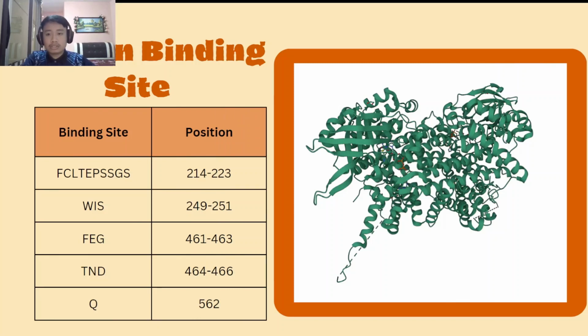So this is the protein binding site. The first binding site that we have here is from F to S, at the position 214 to 223. The second is YWIS from 249 to 251, and the third is FEG 461 to 463, TND 464 to 466, and last is Q at position 562.